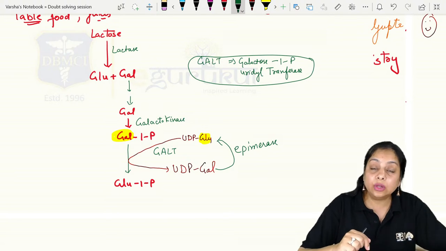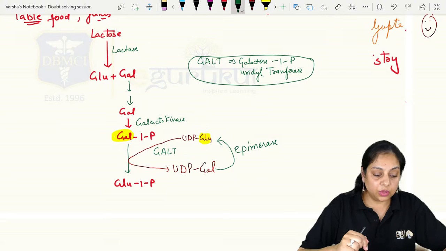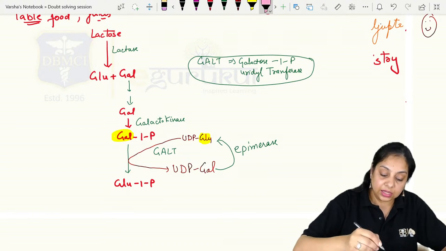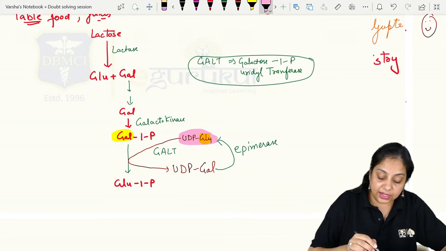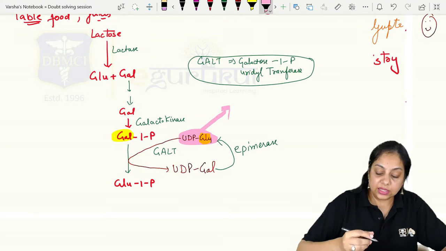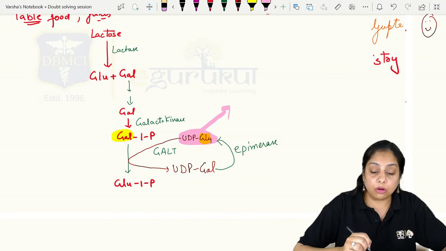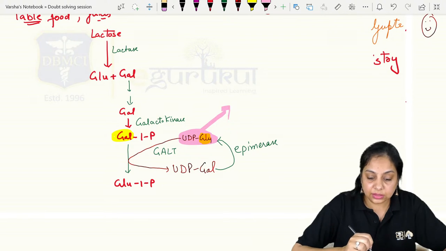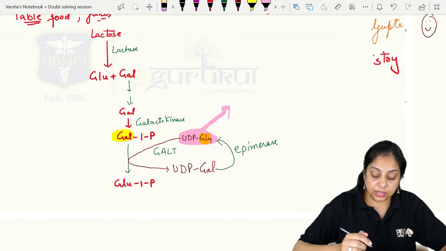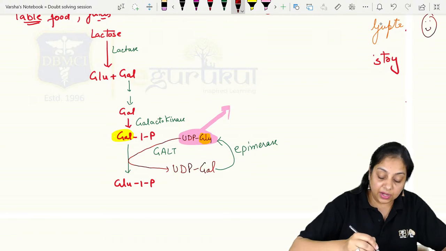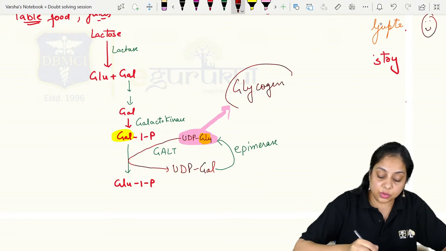Have you seen UDP glucose somewhere? Everybody has seen this UDP glucose somewhere. Where have you seen it? There is an interconnect with what? Glycogen. Do you remember glycogen? UDP glucose is connected with glycogen synthase enzyme, when we are synthesizing glycogen during the fed state.